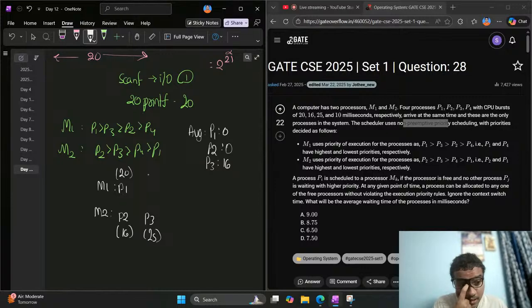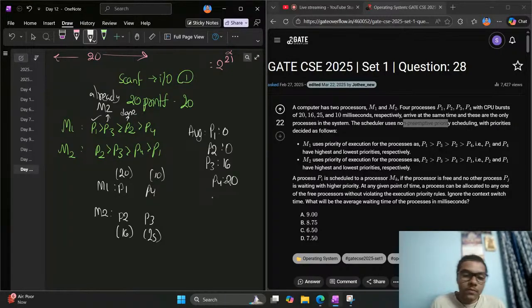So now what do we have? P4. P1 is completed after 20 milliseconds here, and P3 is already on M2. So P2 is done, and P4 will be executed after 20 milliseconds. And what is the burst time? 10 milliseconds, and the wait time is 20. So 36 by 4, it is 9 milliseconds.